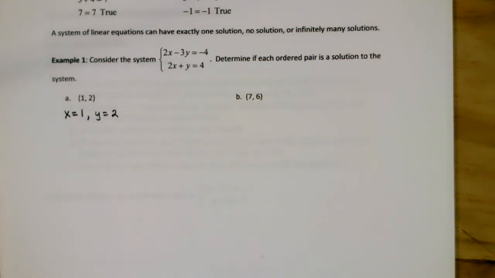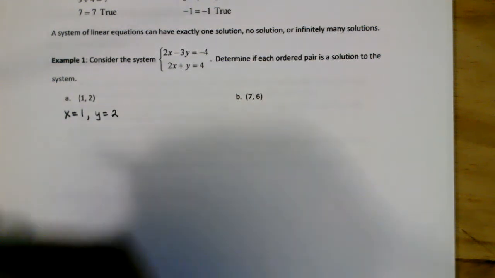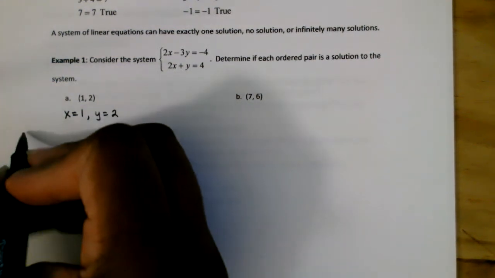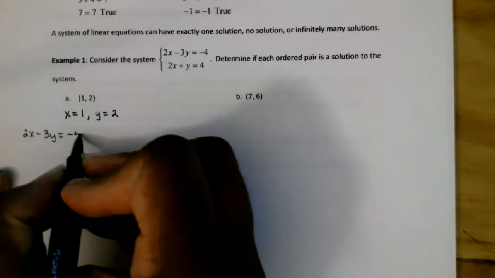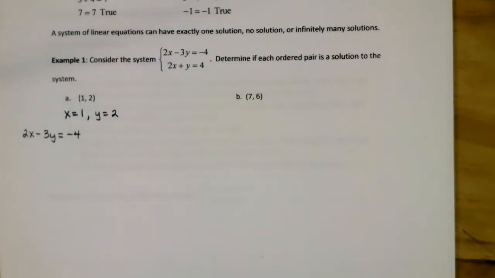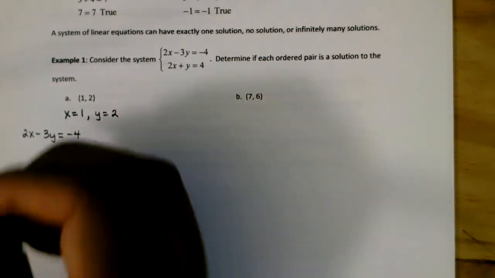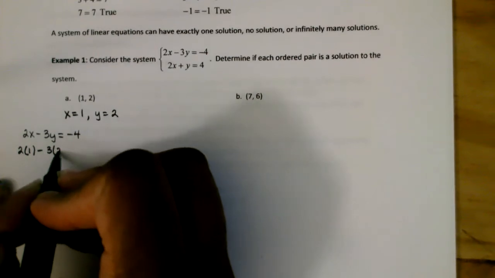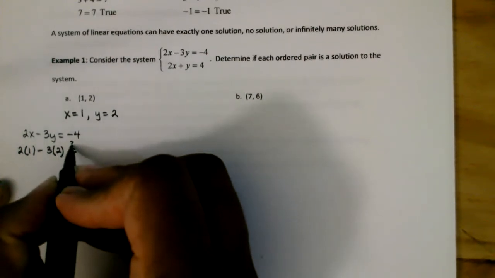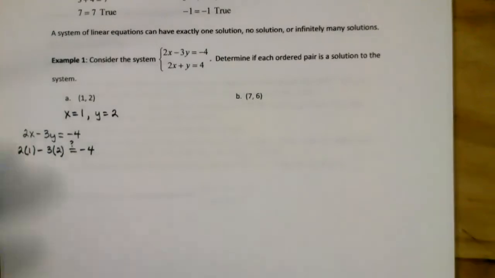And for each equation in that system, we're going to substitute the x with 1 and the y with 2. So the left side has to be equal to the right side on both equations. Not just one, it has to be both. So I'm going to start with 2x minus 3y equals -4. So again, I substitute the x with 1. So this will be 2 times 1 minus 3 times y, which is 2. And I want to know if that's going to be equal to -4. That's why I put the question mark on top of the equal sign.